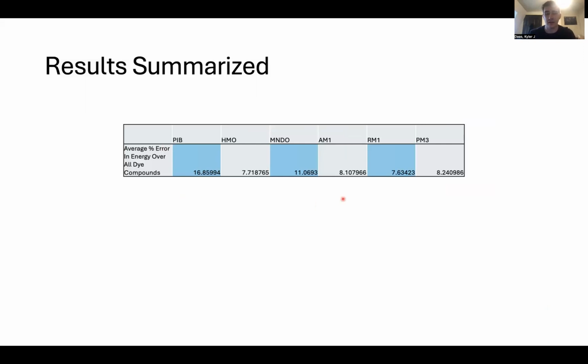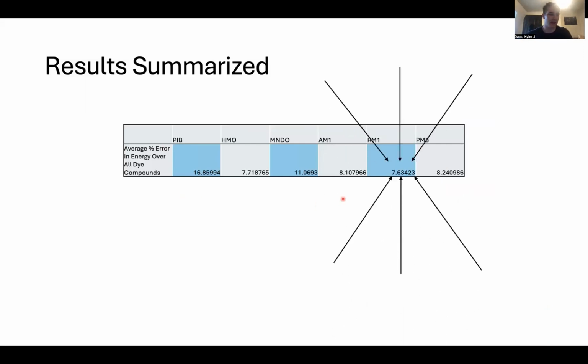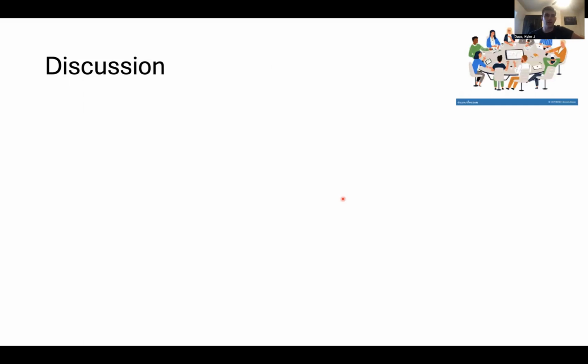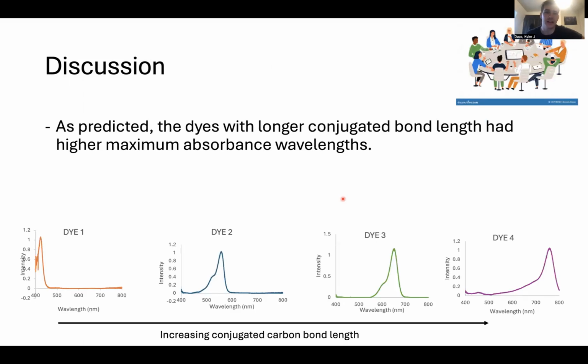We see that of all of these, the one with the lowest average percent error in calculating the energy prediction is RM1. We didn't really expect this because PM3 is supposed to be the gold standard best model, but we are not unhappy with this result. So for a brief discussion, as predicted, the dyes with longer conjugated bond lengths had a higher maximum absorption wavelength. So these are increasing carbon bond lengths. And as we see, each one, as we go increasing the length, has a higher maximum absorption wavelength.